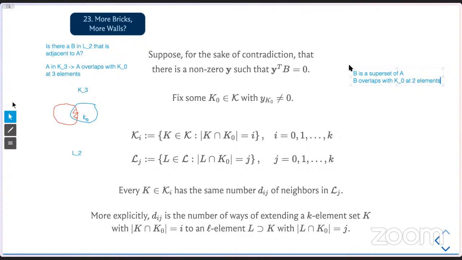Just think of this as an independent question about sets, even if the rest of the context doesn't make sense. So I have a set A which overlaps with some set K0 at 3 elements, and I'm trying to find a superset of A that overlaps with K0 at 2 elements. Is that possible?